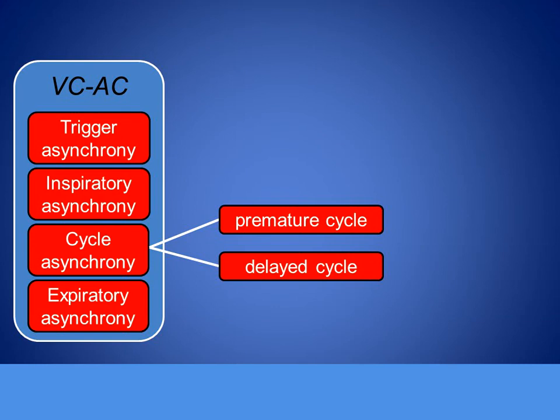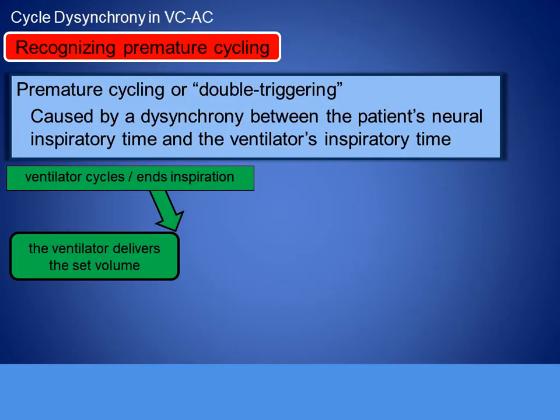There are two different types of cycle dysynchrony. There's a premature cycle and a delayed cycle. First, we're going to focus on a premature cycle. So premature cycle is often called double triggering. I don't love that word, double trigger, because what I find a lot clinically is that if we call it a double trigger, people will try to fix it by fixing the trigger, because trigger is in the name.